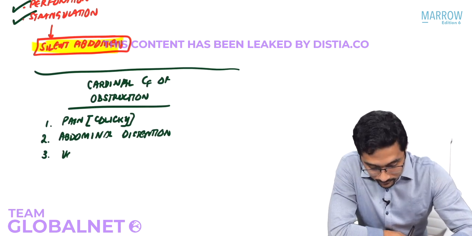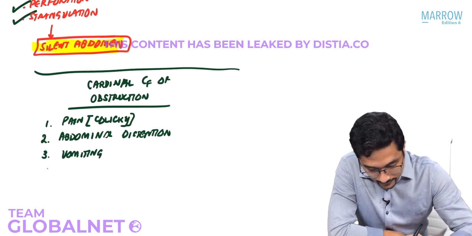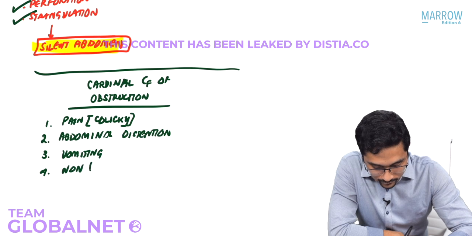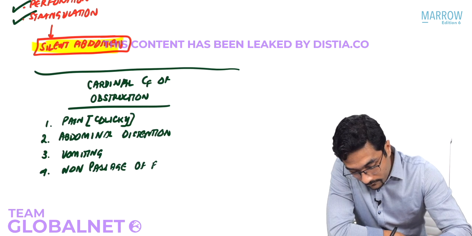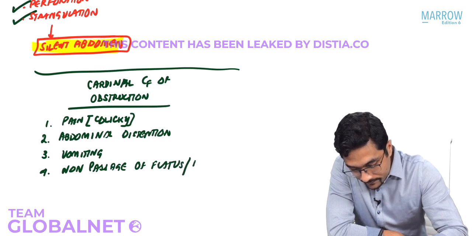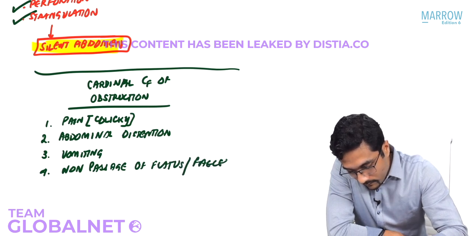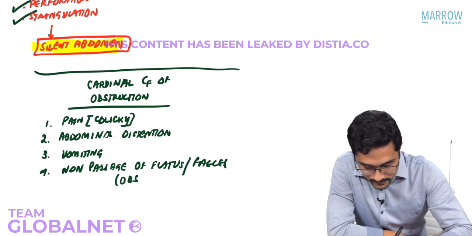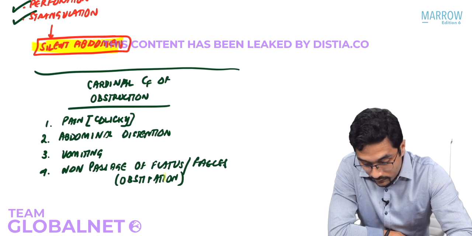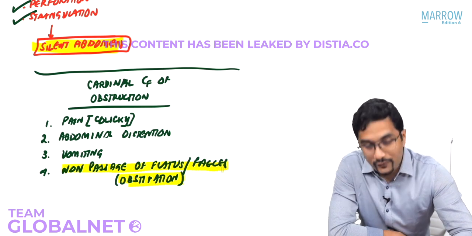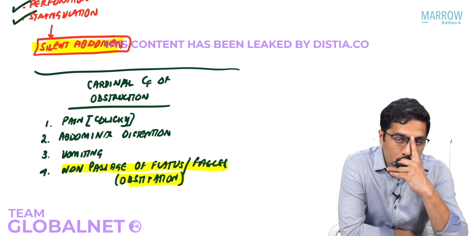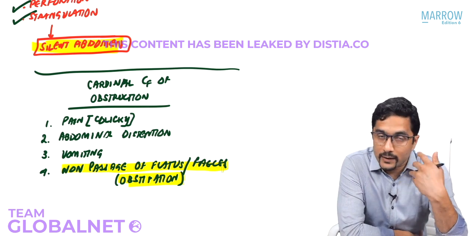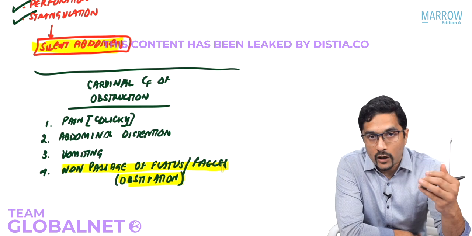These patients can have vomiting, and there is non-passage of flatus and feces, and this is known as obstipation. Mind you, constipation is when there is just non-passage of feces. If there is non-passage of flatus and feces, then we call it obstipation. Now, these four are the cardinal clinical features which would be there in most of the patients with bowel obstruction.